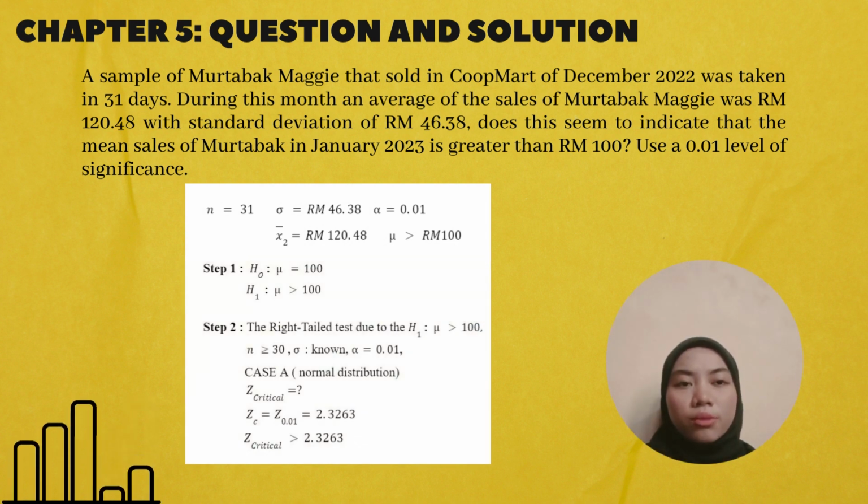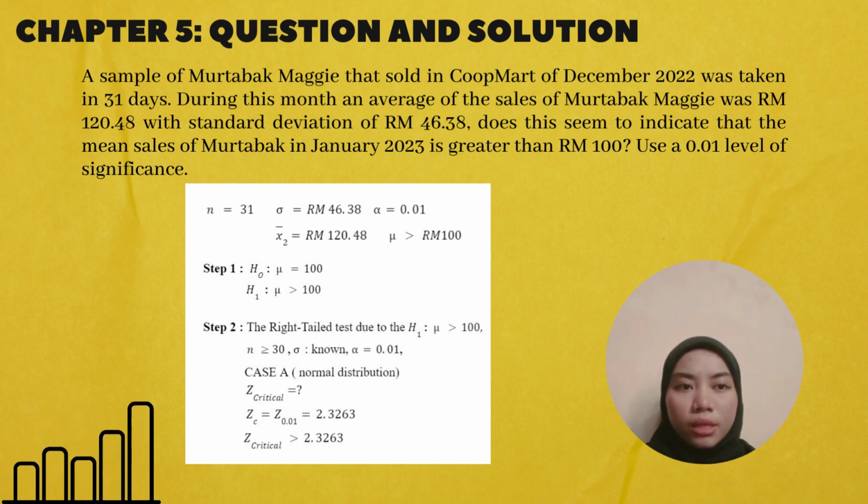So, the question for this chapter is: a sample of Murtabak Maggi sold in December 2022 was taken over 31 days. During this month, the average sale of Murtabak Maggi was 120.48, with a standard deviation of 46.38. Does this seem to indicate that the mean sale of Murtabak in January 2023 is greater than 100? Use a 0.01 level of significance.